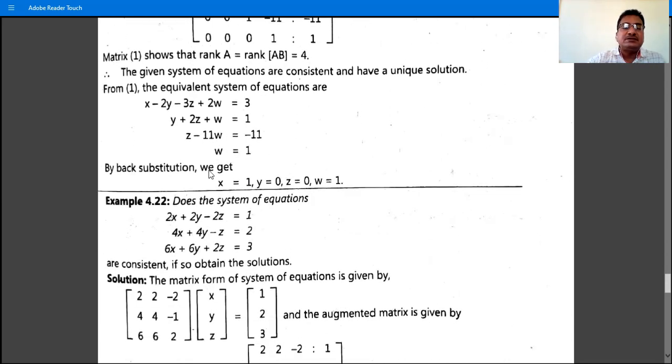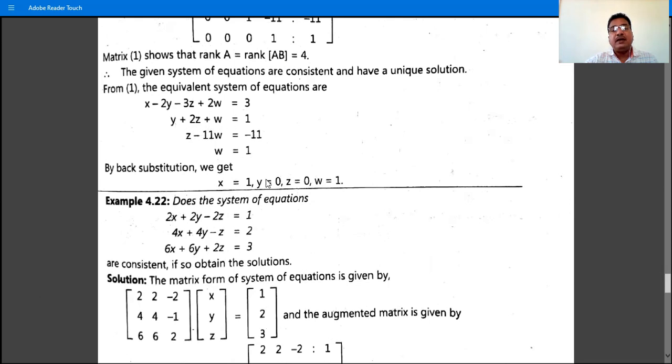Then by back substitution, we get the values of x, y, z, w as 1, 1, 0, and 1. But back substitution means what? w is 1, substitute w as 1 in the above equation. So we have z as 0. If we substitute w as 1 and shift the minus 11 to the RHS, then minus 11 plus 11 is 0, so z is 0. Then the values of w as 1 and z as 0 are substituted in the above equation.